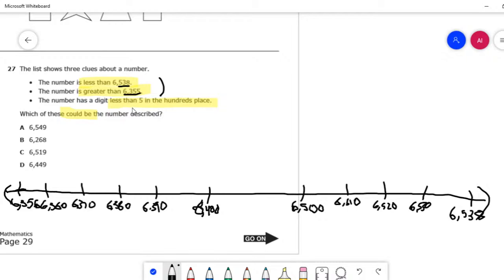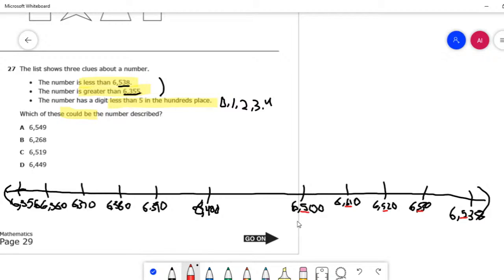The number has a digit less than 5 in the hundreds place. Less than 5. So it can be a 0, first of all, a 1, a 2, a 3, or a 4. And it can't be a 5, 6, 7, 8, or 9. So now let's look at our number line. Do any of these numbers have a 5 in the hundreds place? Yes. All of these numbers to the right here have a 5 in the hundreds place. I mean, it's underlined. See? You can see all of these numbers here have a 5 in their 100s place.